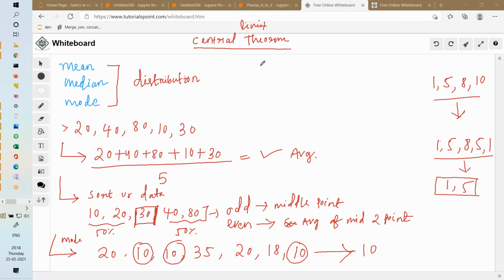Let's say you are doing a survey. Okay, you are doing a survey. How many days is it taking for a COVID positive patient to recover? Number of recovery days. So you have done your survey on, let us make it simple, 5 patients, right? 5 COVID positive patients.